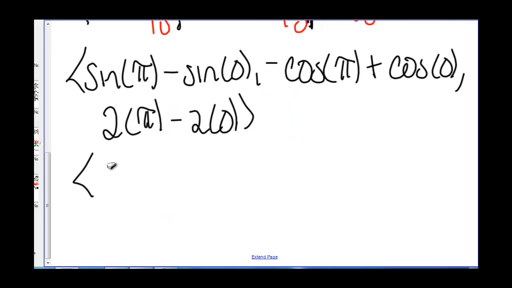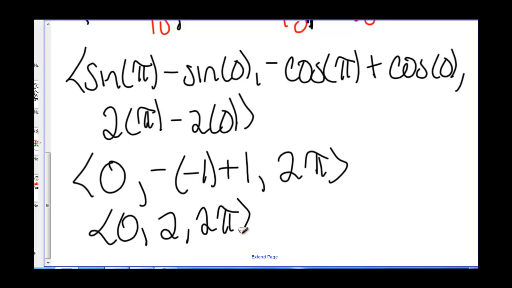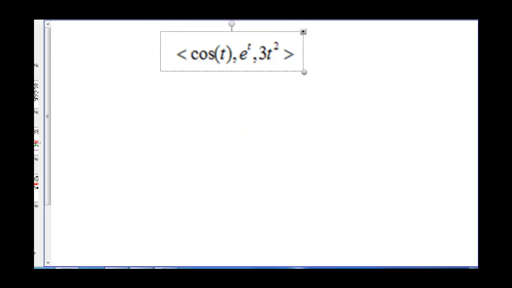So sine of pi is 0, sine of 0 is 0. We have negative, negative 1, plus 1. We have 2 pi. So we have 0, 2, 2 pi is our definite integral. Well, let's have you try one.